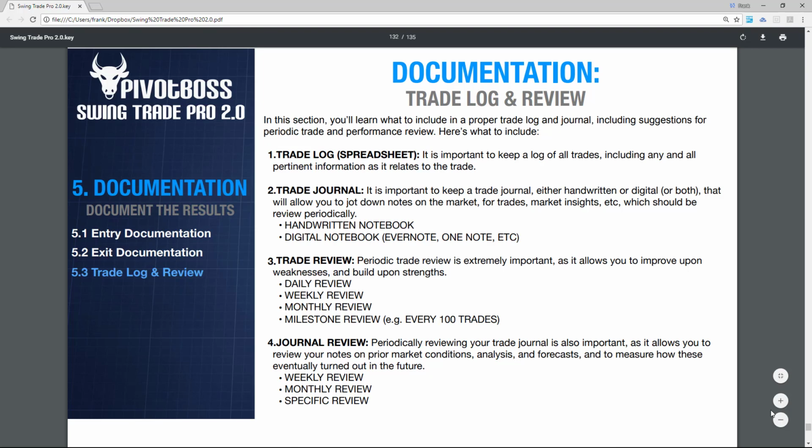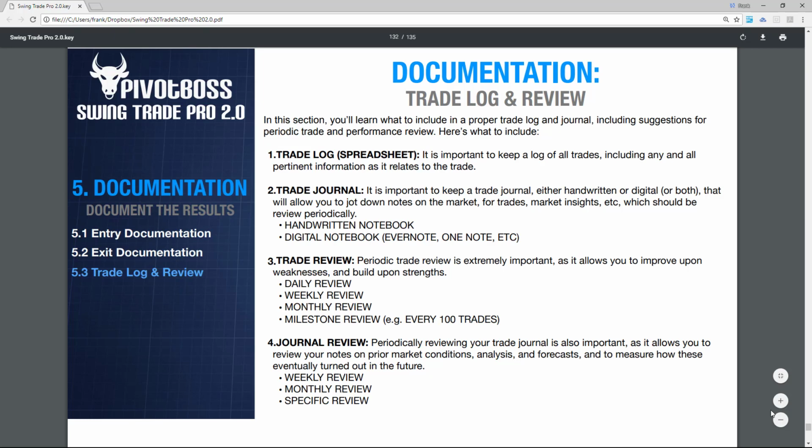Number 1, in a trade log, you can create a spreadsheet. It is important to keep a log of all trades, including any and all pertinent information as it relates to the trade. Again, I would not go over the top with creating a very detailed trade log. I've done that before. I've created incredible spreadsheets, and then those incredible spreadsheets take incredible amounts of time to keep up, and then over time they just phase out and you don't use them anymore because you get busy.